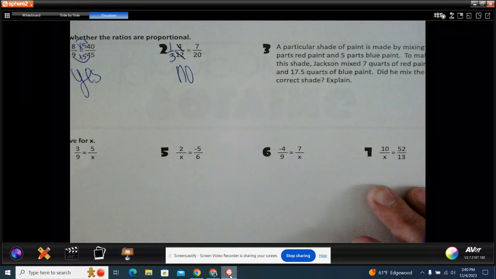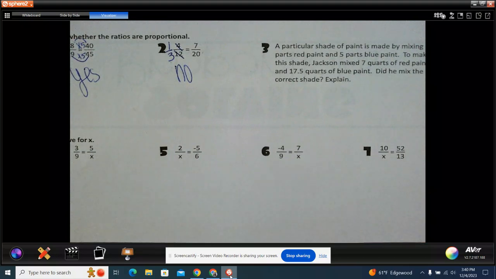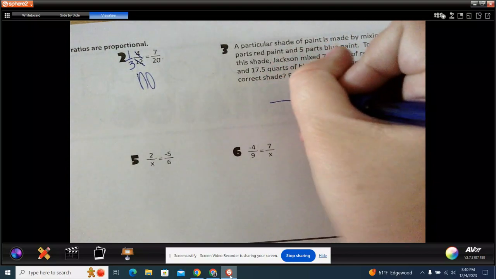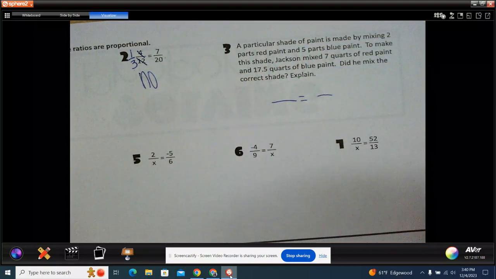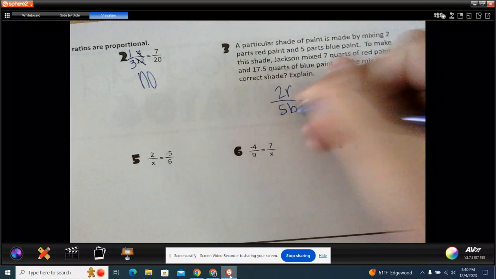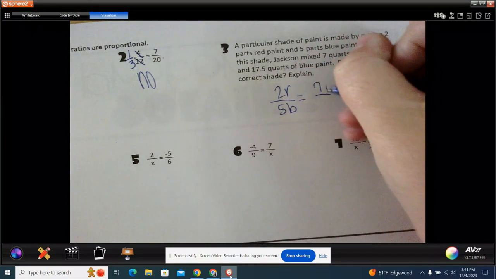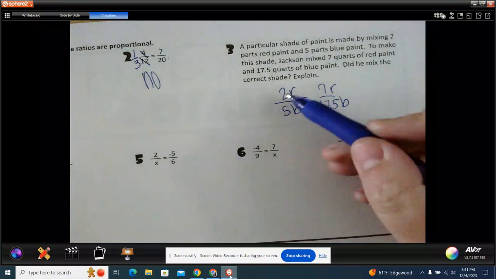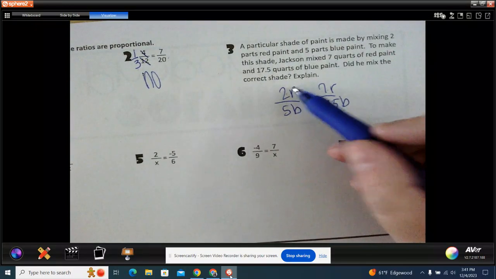All right, number 3, a particular shade of paint is made by mixing 2 parts red paint and 5 parts blue paint. To make this shade, Jackson mixed 7 quarts of red paint and 17.5 quarts of blue paint. Did he mix the correct shade? For this, I'm going to set up two ratios or two fractions. I have 2 red and 5 blue, and then I have 7 that are red and 17.5 that are blue. So I cannot go from top to top or bottom to bottom.